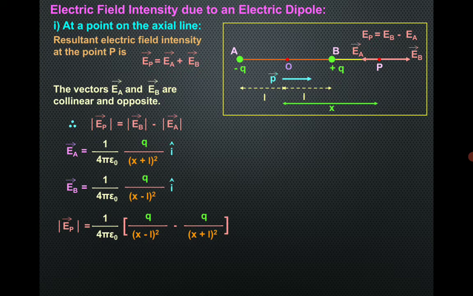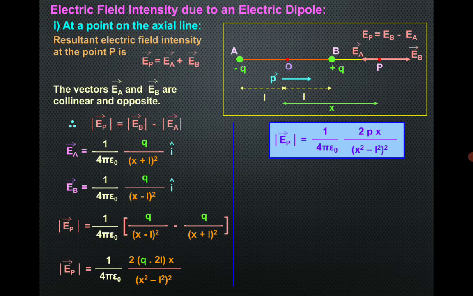So let's find out the resultant. After solving it, we get mod of vector EP is equal to 1 upon 4 pi epsilon naught 2QLx upon (x square minus L square) whole square. Further, mod of vector EP is equal to 1 upon 4 pi epsilon naught 2px upon (x square minus L square) whole square. Why? Because Q into 2L is p, the dipole moment, which we have already defined in the previous slide. So in place of Q into 2L we have written p.